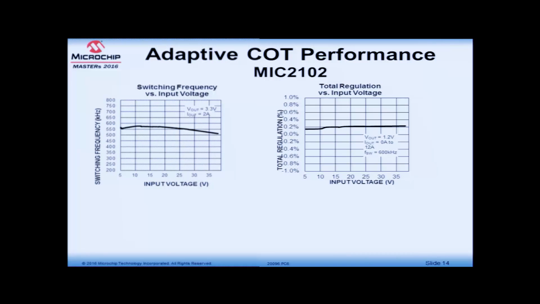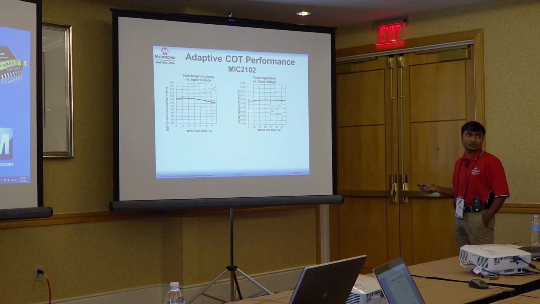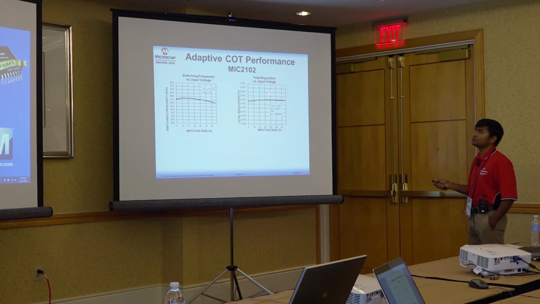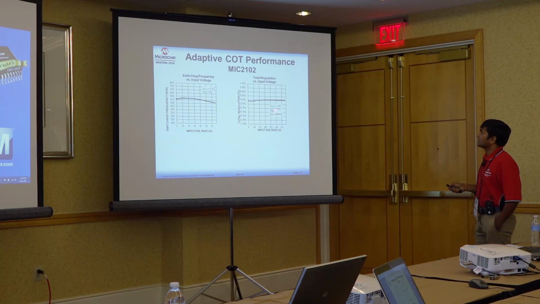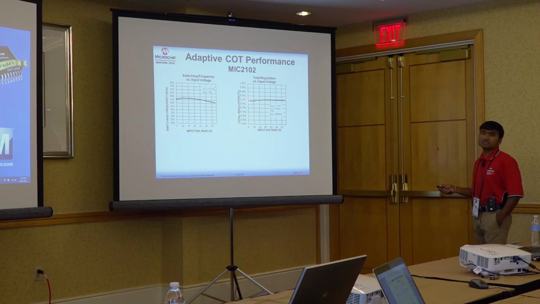This is another performance metric we have captured from the same controller. This is the total regulation versus input voltage. We also varied the load from 0 amps to 12 amps. It is operating at 600 kilohertz nominal, and for the 1.2 volt output condition, the total regulation after varying the input voltage from 5 volts to 35 volts comes to less than 0.2%, which is pretty good.